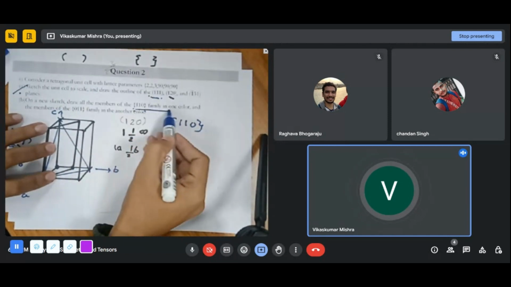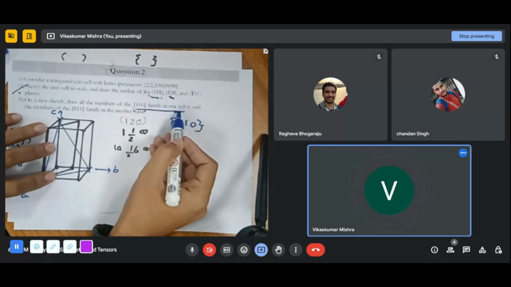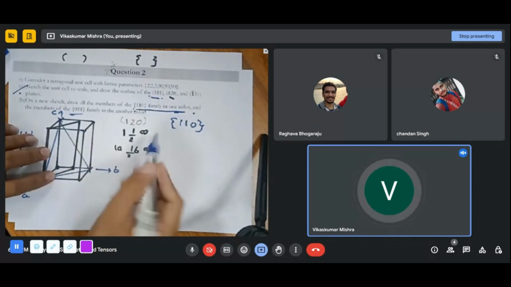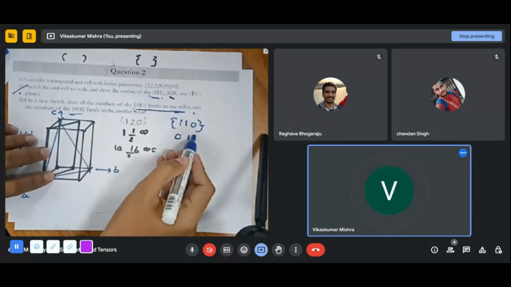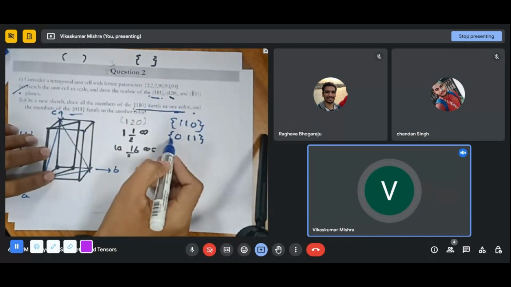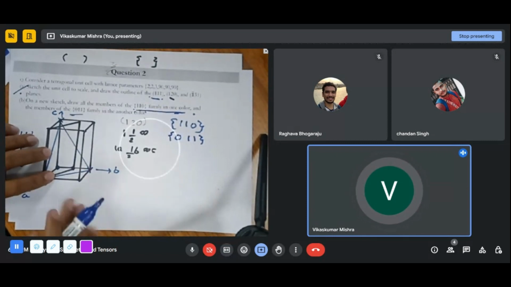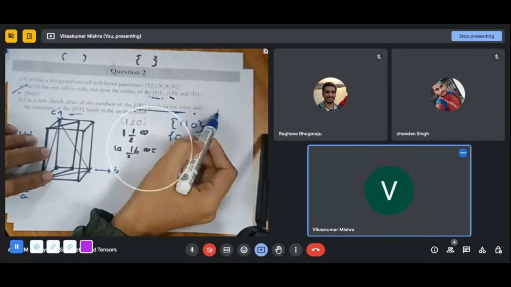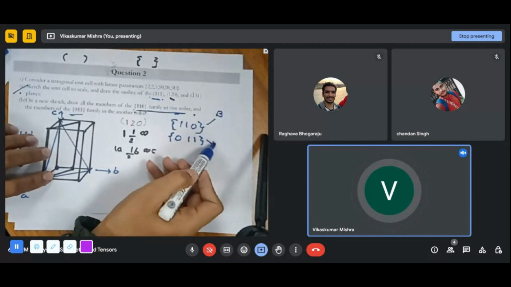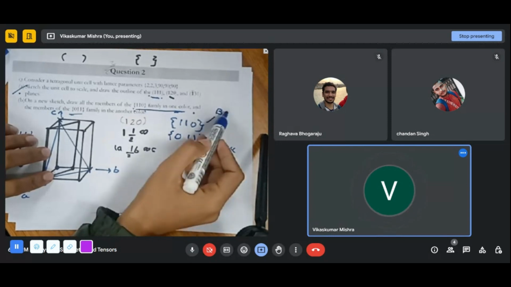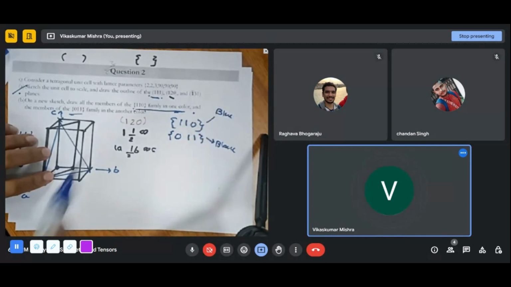We will draw this particular family in one of the colors, and the members of the other, that is {011}. This is another set of family of planes in another color. Okay, we'll draw this particular one, let us say, in the blue, and we'll draw this in the black.